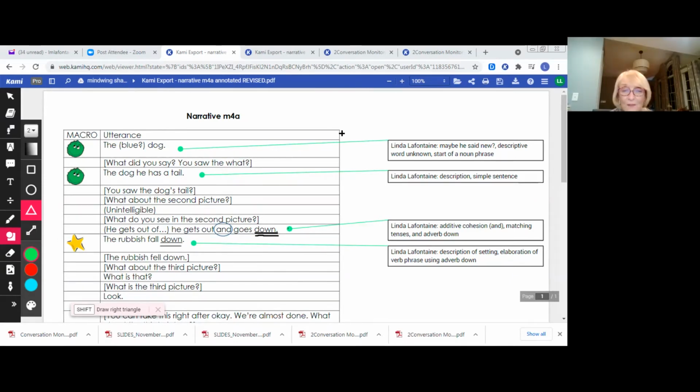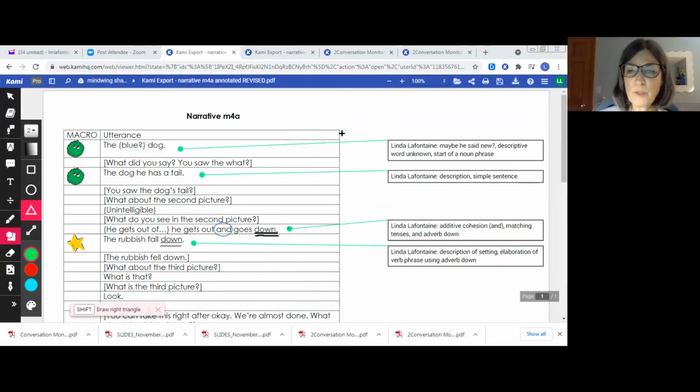Yes. And so he goes where, down. And Linda mentioned how he matched his tenses for the setting. That was something that was great. Okay. And then he continued on here, the rubbish fall down. So he continues, he's describing the setting. He's elaborating the noun phrase, elaborating the verb phrase by using the adverb down again. So that was great. It was just a great description of that picture as well.